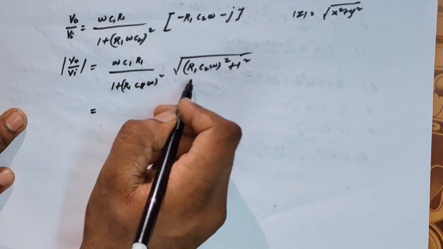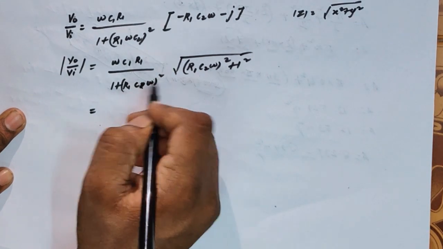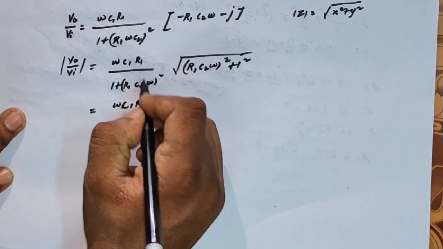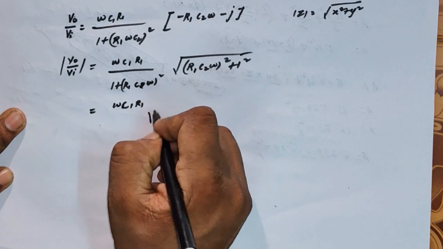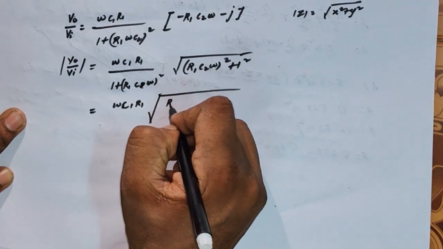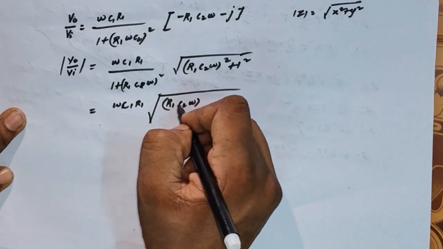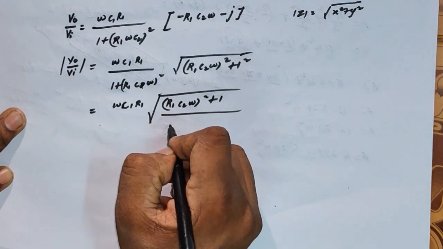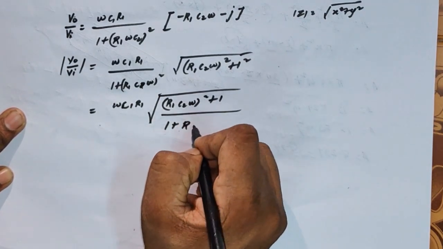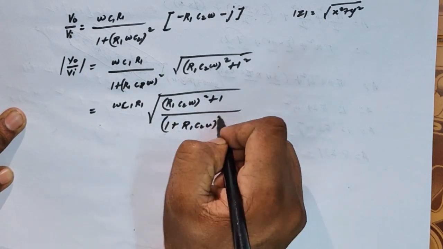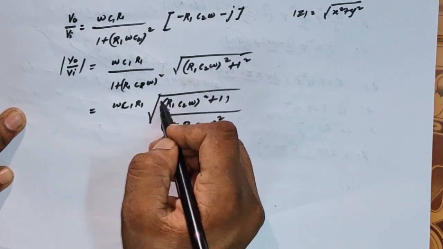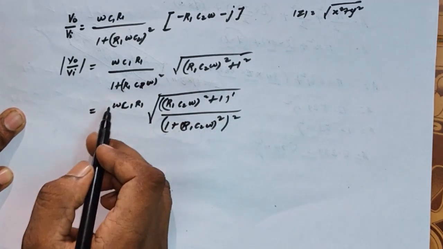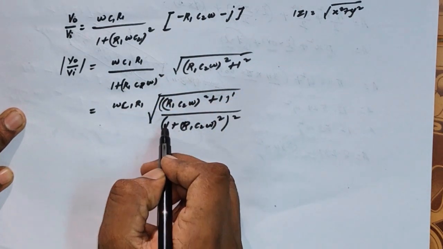If you are pushing this inside the root, it will be squared. So here we go, omega C1 R1. Pushing this one into the square root, it will give R1 C2 omega whole square plus 1. This whole term will get squared if you are pushing it inside the square root. That means 1 plus (R1 C2 omega) whole square. Here it's power 1, here it's R1 C2, and this whole term will be squared.